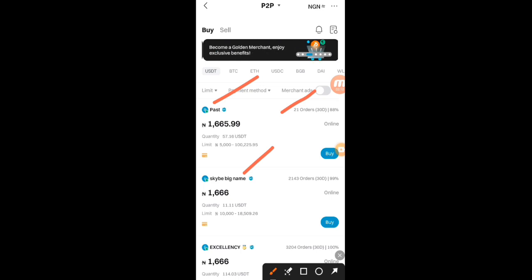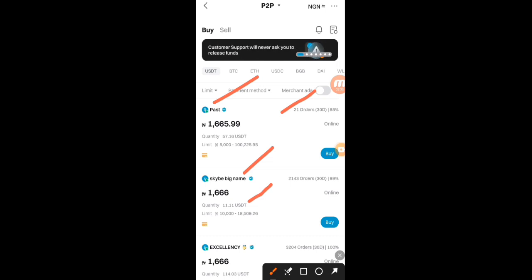Having seen this, the next thing you're going to consider is how much USDT he has. He has only 11.11 right now. But what you want to buy might be bigger. I want to buy more than this, so I'm not going to use him. So even though he has a good rating, I can't buy from this person. He doesn't have enough.